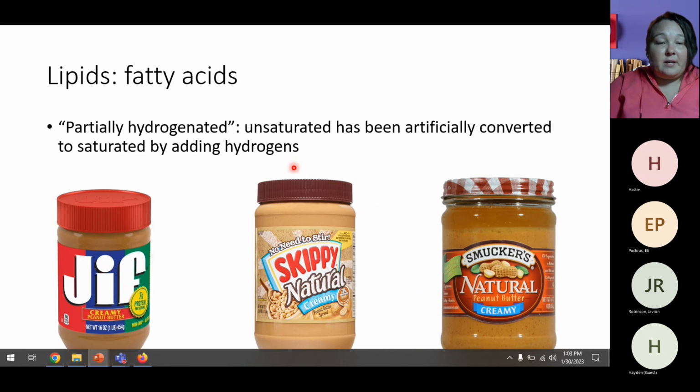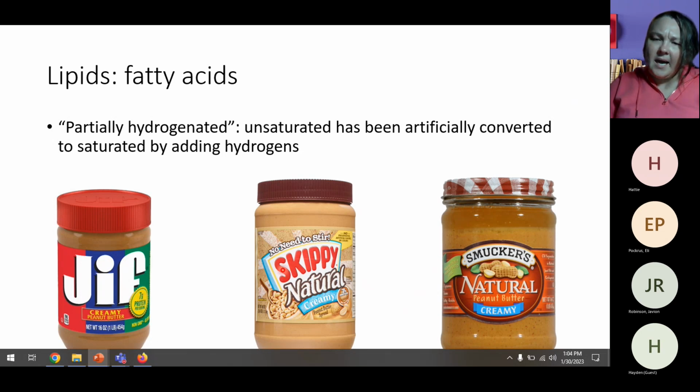This is my pet peeve right here. Okay, this stuff is not peanut butter, it is dessert. It is mashed up peanuts, but they have taken out the peanut oil because peanut oil is unsaturated, meaning it's liquid at room temperature. And people don't like to stir their peanut butter. So they took that out and then they put in an artificial oil called partially hydrogenated soybean oil. That means they started with soybeans and they artificially put all the hydrogens in there that they possibly could to make it saturated.